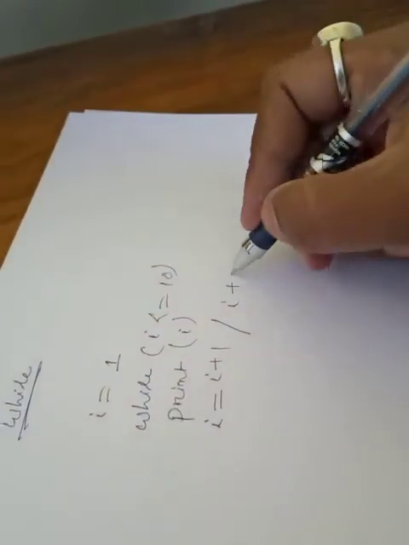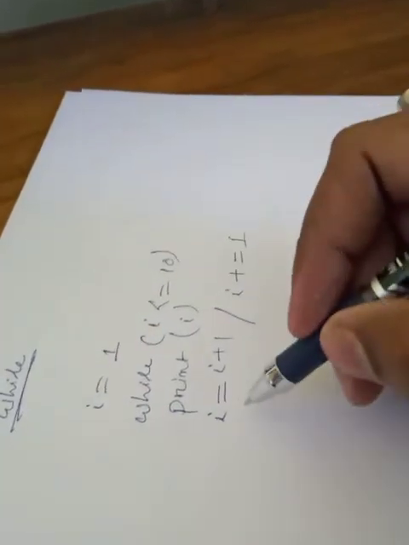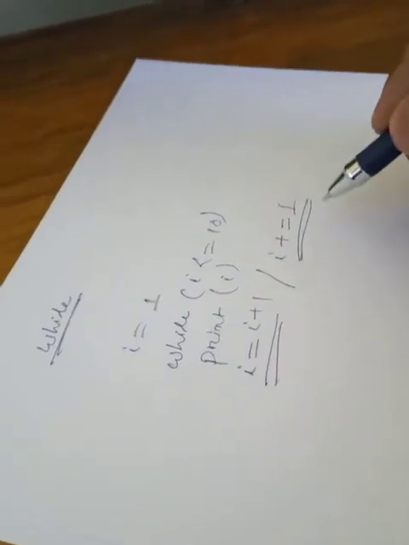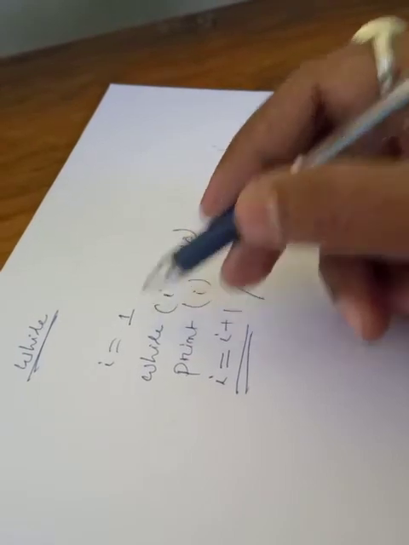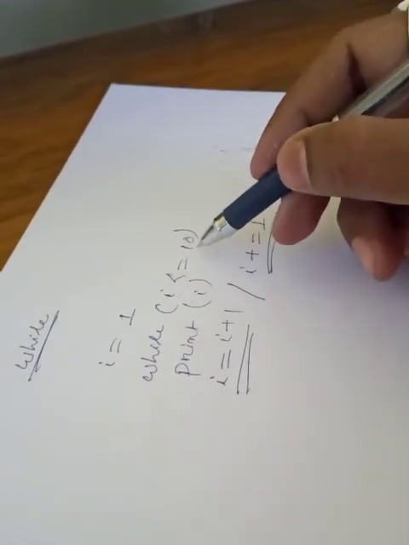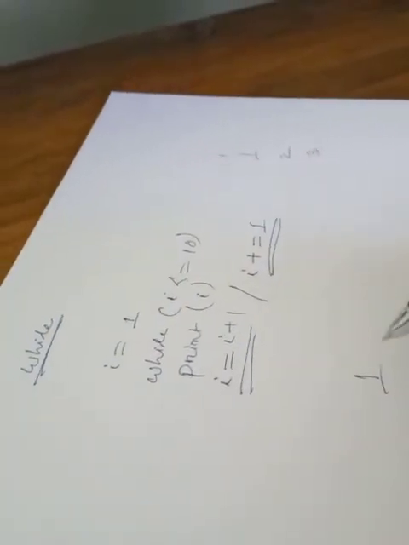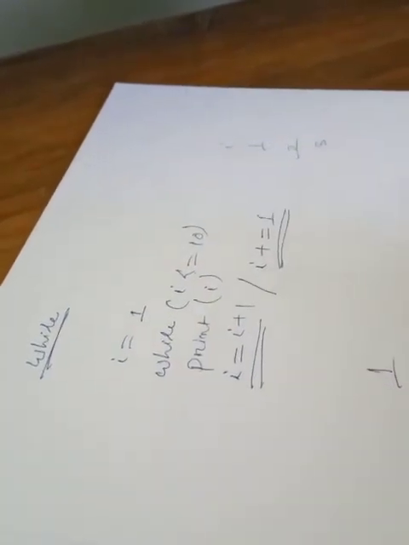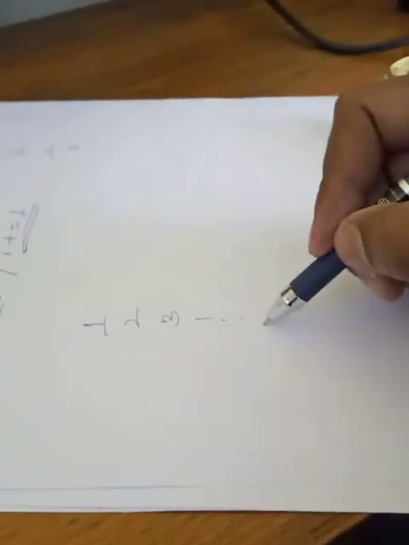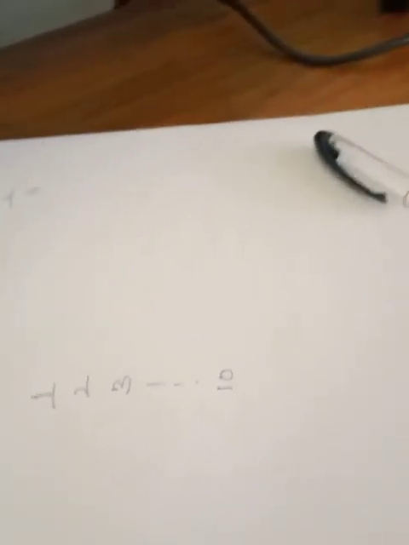I'll show you how to write that. Suppose you are writing I plus equal to 1. Both have a similar meaning. That means I equal to I plus 1, I will be incremented by 1. Suppose first I's value is 1, next it will become 2, 3, and at the same time it will be printed. First, I is equal to 1, it will check 1 is less than 10, then it will print 1. Next, I will become 2, then again it will print 2. Like this it will go up to 10, from 1 to 10 it is going to print.